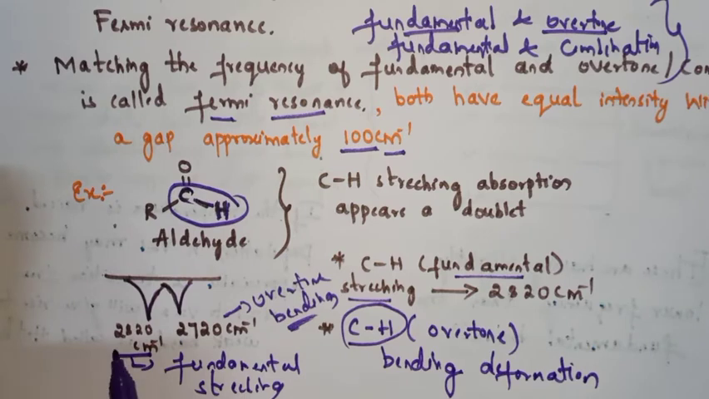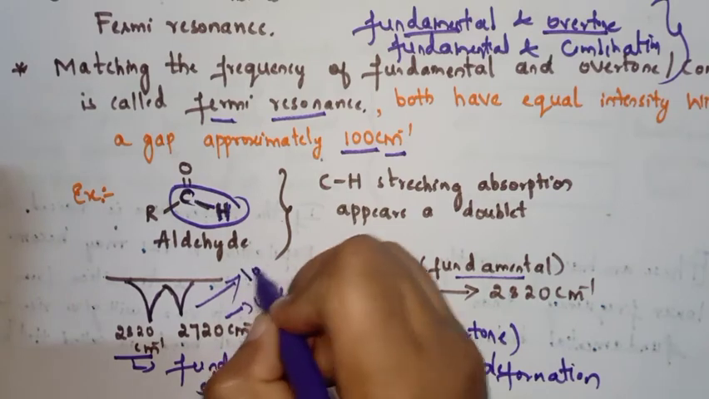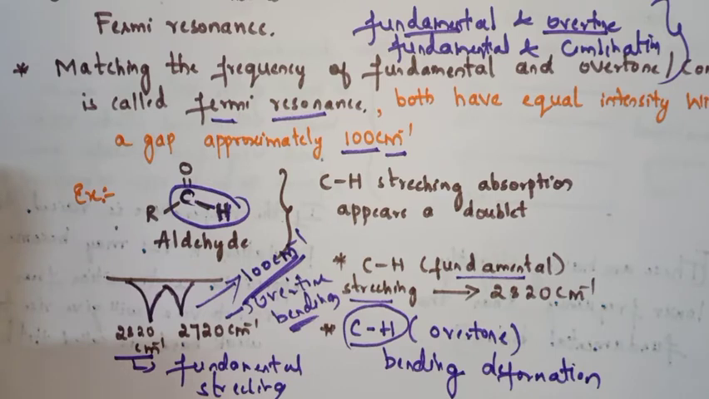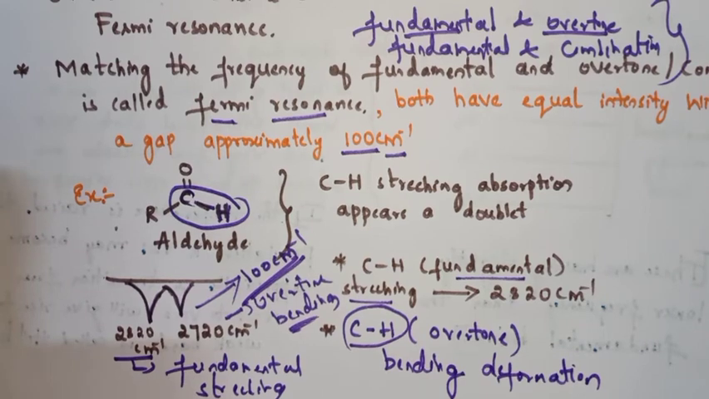So here 2820 and 2720 have approximately 100 centimeter inverse gap, and these two have the same intensity, that is the CH doublet in the aldehyde. It has the same intensity with a gap of approximately 100 centimeter inverse. So here the frequency of these two bands is approximately equal. Such types of bands are said to be exhibiting Fermi resonance.